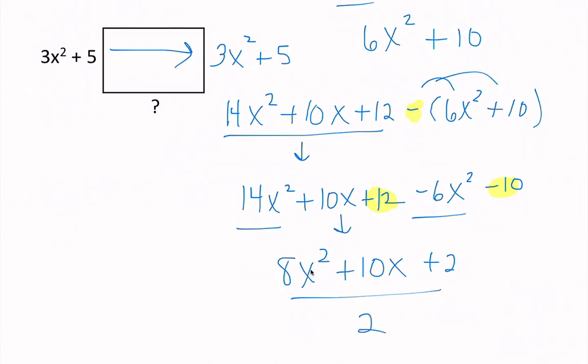So if I have 8x squared divided by 2, that's going to give me 4x squared. If I have a positive 10x divided by 2, that's going to give me a positive 5x. If I have a positive 2 divided by 2, that's going to give me a positive 1.